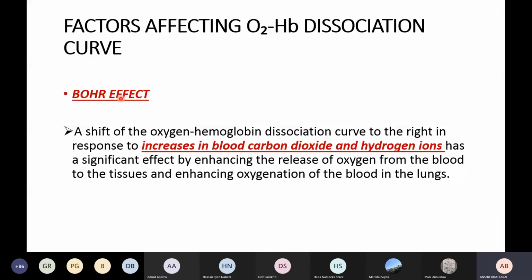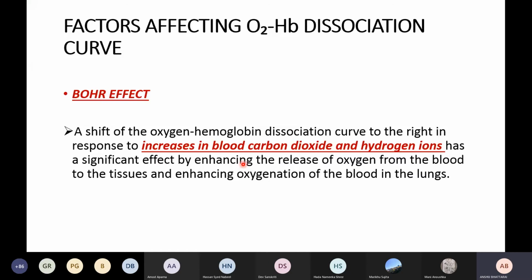The Bohr effect is not all of it. I'm just talking about the hydrogen ions and pH when I'm talking about the Bohr effect. So it is the shift of the oxygen hemoglobin dissociation curve to the right in response to an increase in blood carbon dioxide and hydrogen ions. That means a decrease in pH. This has a significant effect by enhancing the release of oxygen from blood to the tissues and enhancing the oxygenation of blood in the lungs.